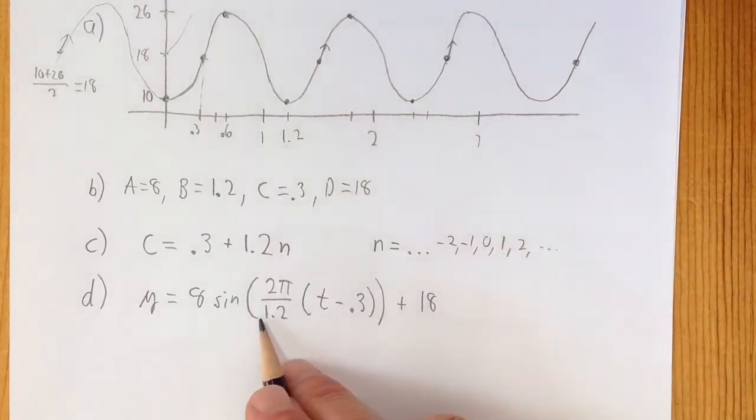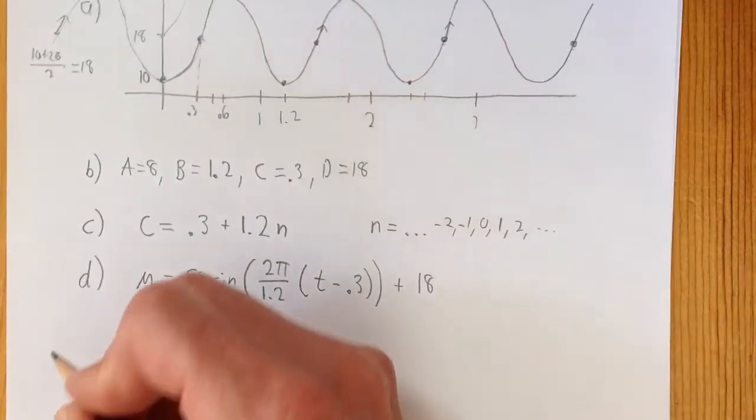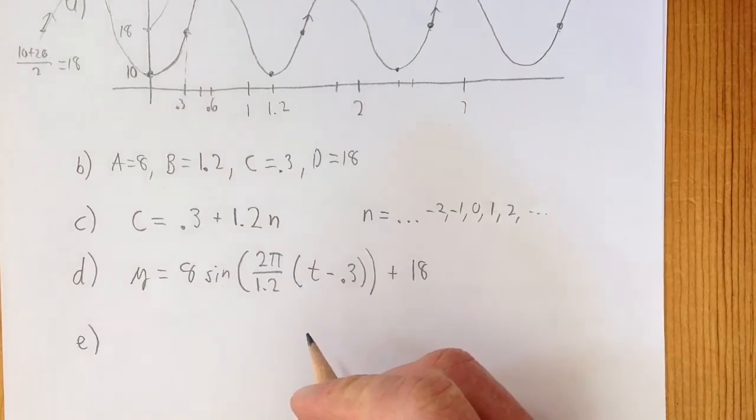Why figure it out? Just leave the period here, leave it 2 pi over the period. Then right away I know, oh, this thing cycles back and forth every 1.2 seconds. Much better. All right, part E says, what is the height after 0.18 seconds?